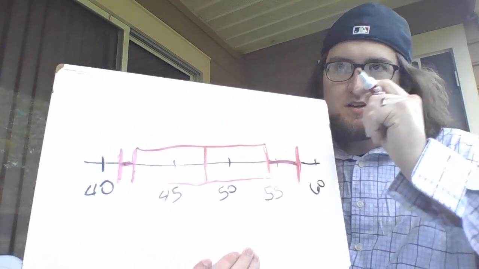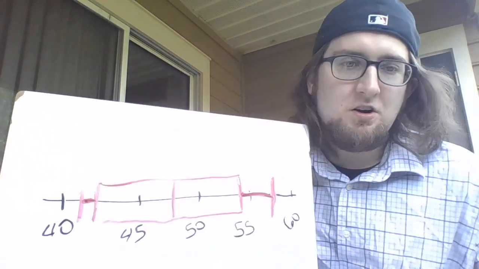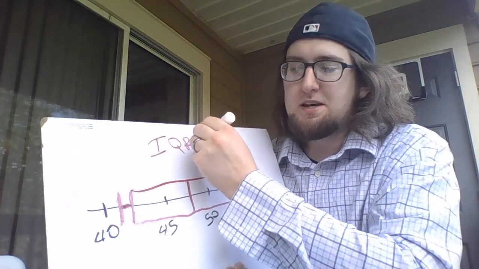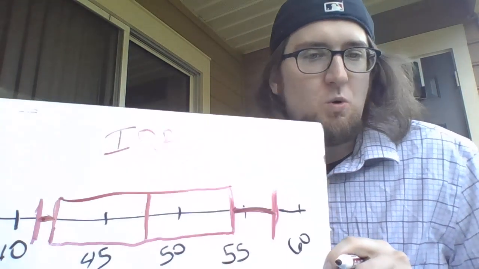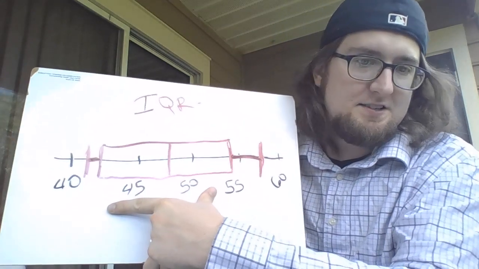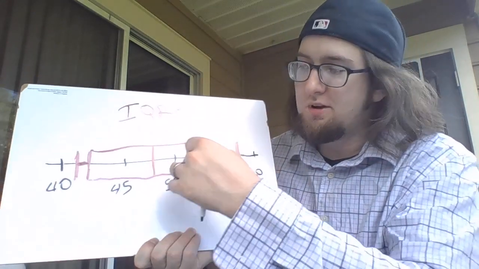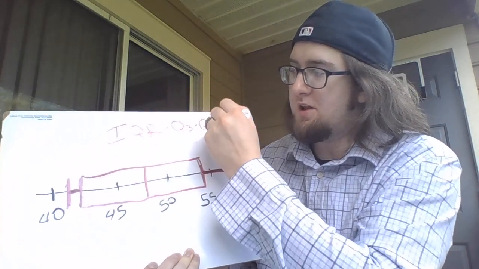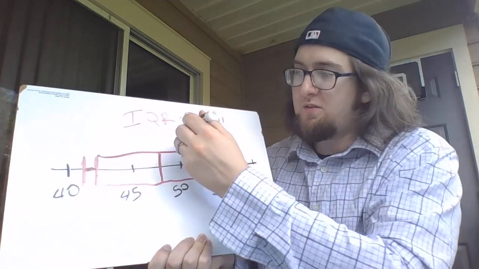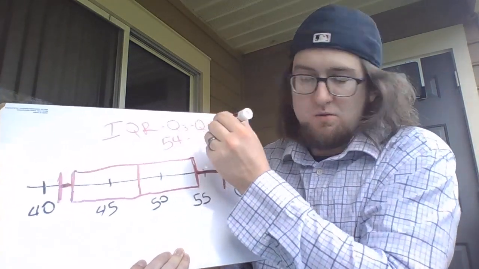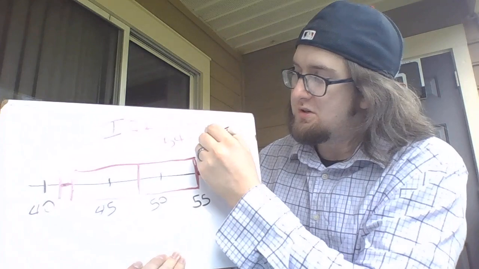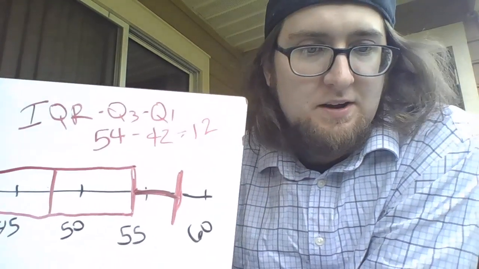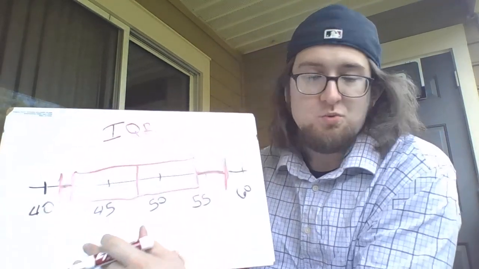So the first thing I would tell you is there's a thing called interquartile range, or IQR. You know what range is, it's the biggest number minus the smallest. But interquartile range is how big is your box. So your Q3 minus Q1. In this case, quartile 3 was 54. Quartile 1 was 42. So when we subtract, our IQR, or interquartile range, is 12. So this box is 12 big.